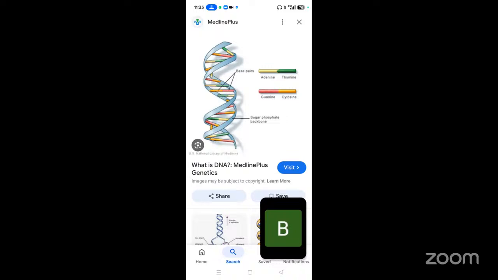Evolutionary aspect of DNA: genetic variation and mutations. Mainly mutations in DNA create genetic diversity and drive evolution. Types of mutation: point mutation, a single base change; frameshift mutation, insertion and deletion; chromosome mutation, large-scale changes.